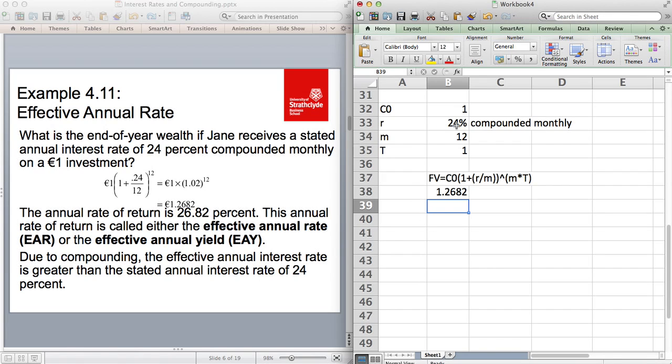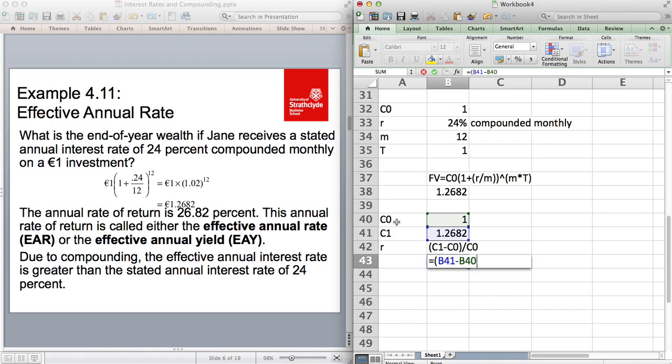What's the annual rate of return? Well, if you start off at 1, C naught is 1, C1 is 1.2682. What's the return? The return is just equal to, I'll write this out, C1 minus C naught divided by C naught. What's that? It's equal to 1.2682 minus 1, divided by 1. 0.2682, which is 26.82%.